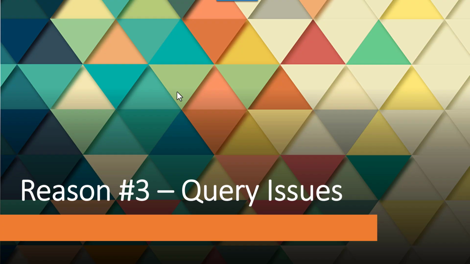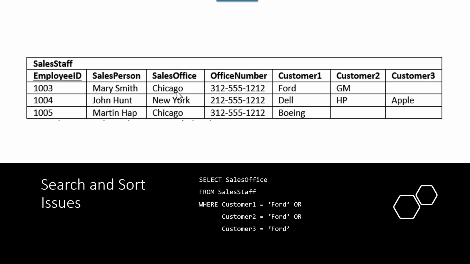And then lastly, there's query issues, right? If you look at our table here, we have a couple query issues to look at, and the one I want to point out is that if I wanted to figure out which salespeople serve Ford Motor Company, and I come over to the customer, to do that, I need to query all customer columns. So it's not just as simple as saying where customer equals Ford. I need to literally say where customer 1 equals Ford, or customer 2 equals Ford, or customer 3 equals Ford.